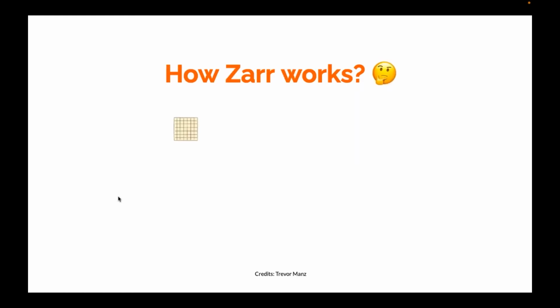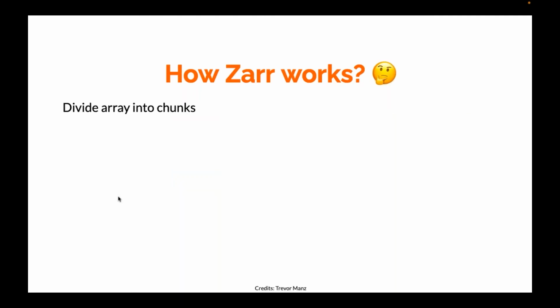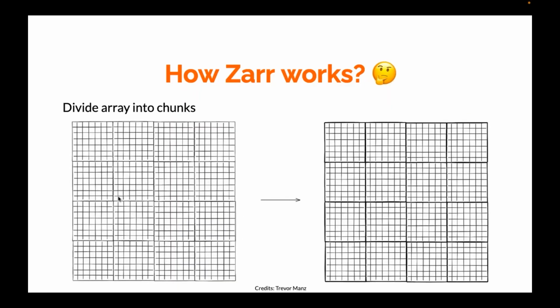So how does Zarr work? Let's just say you have a small array and small data you want to store, and you can easily store it in your memory or on your disk. But what if the data is too big to fit in memory? Maybe around 100 million or 1,000 rows or something like that. How would you fit that? What Zarr does is it divides your array into small, evenly distributed chunks.